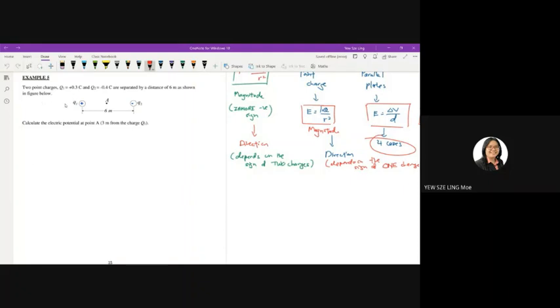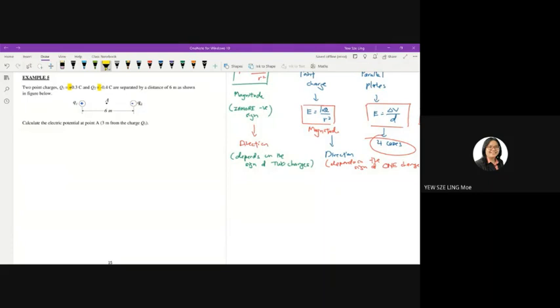Example 5. Now you are given two point charges. Q1 equals positive 0.3 coulombs and Q2 equals negative 0.4 coulombs. Now you look at the question. You have one positive and one negative charge, and you're looking at potentials.